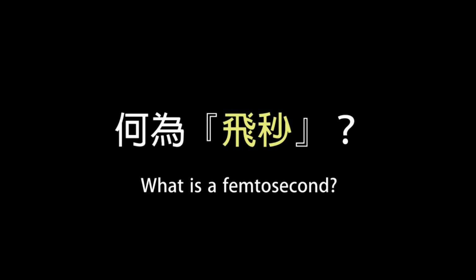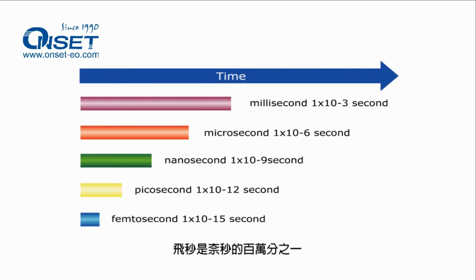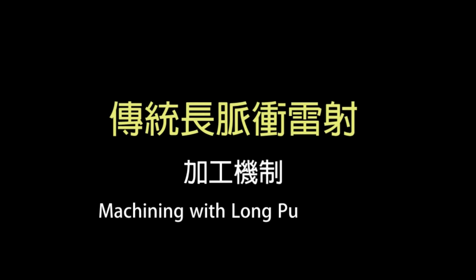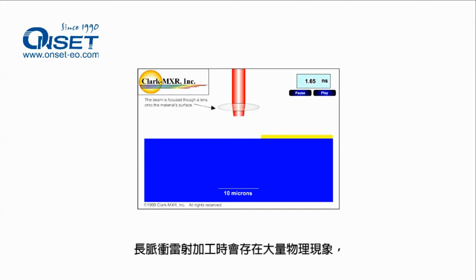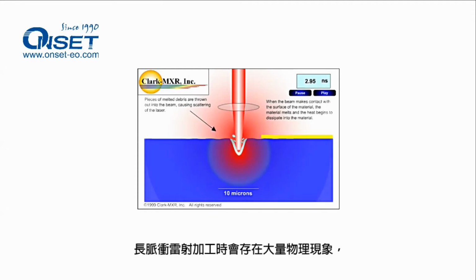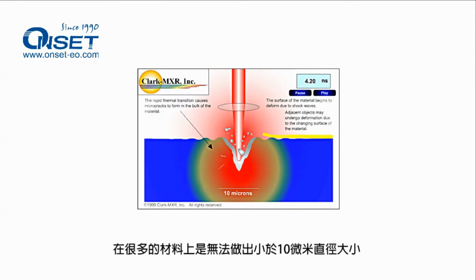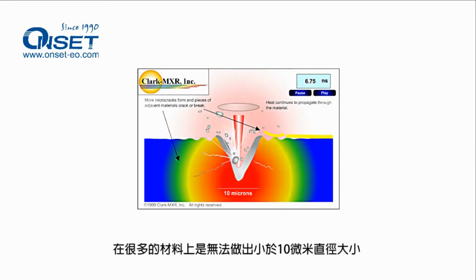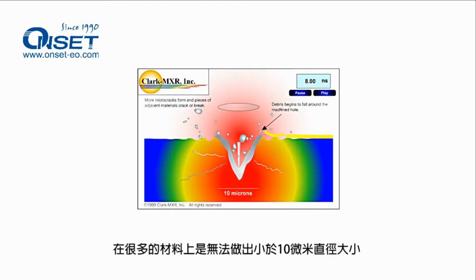What is a femtosecond? A femtosecond is 1,000,000 times shorter than a nanosecond. Yes, it's ultra-fast. Machining with long-pulse laser. The numerous physical phenomena that are present when machining with a long laser pulse. In many materials, it is not possible to create features with dimensions much smaller than 10 microns diameter.